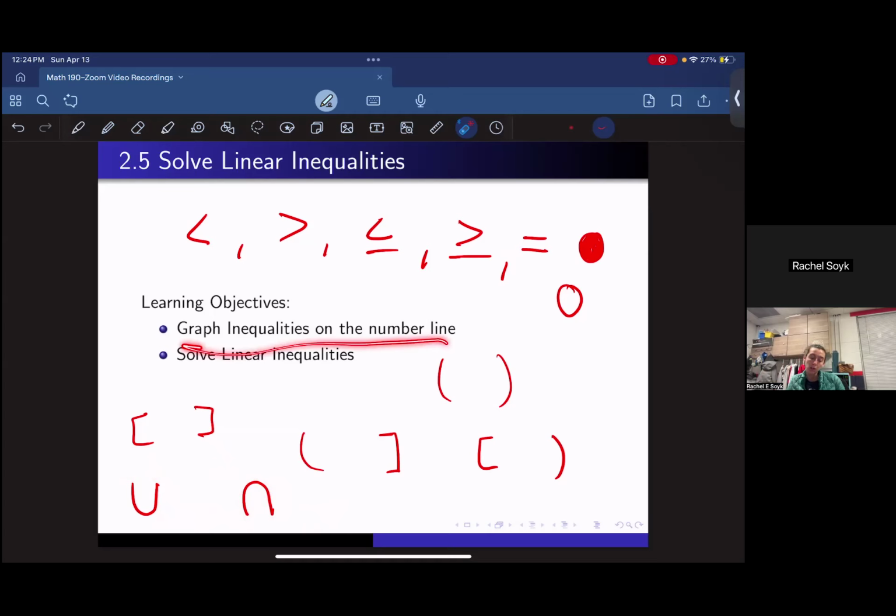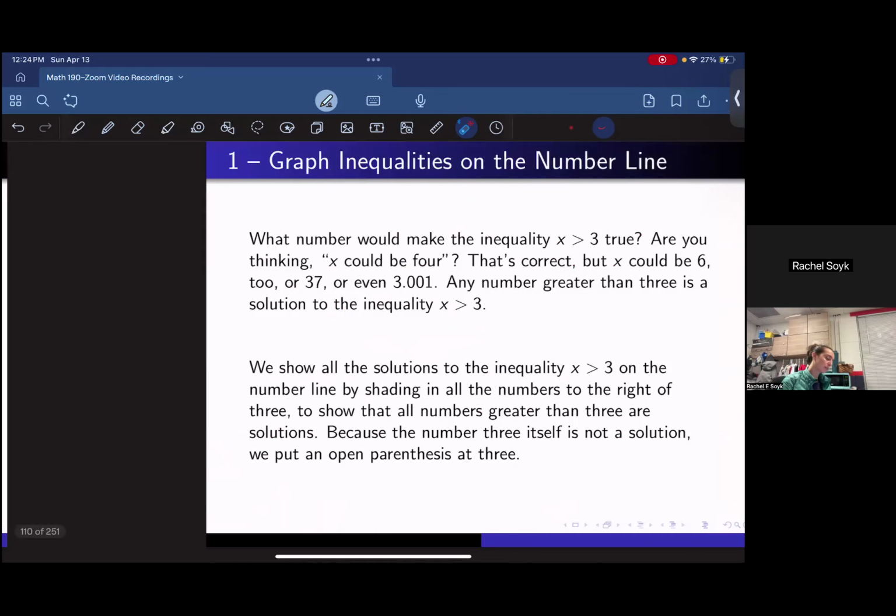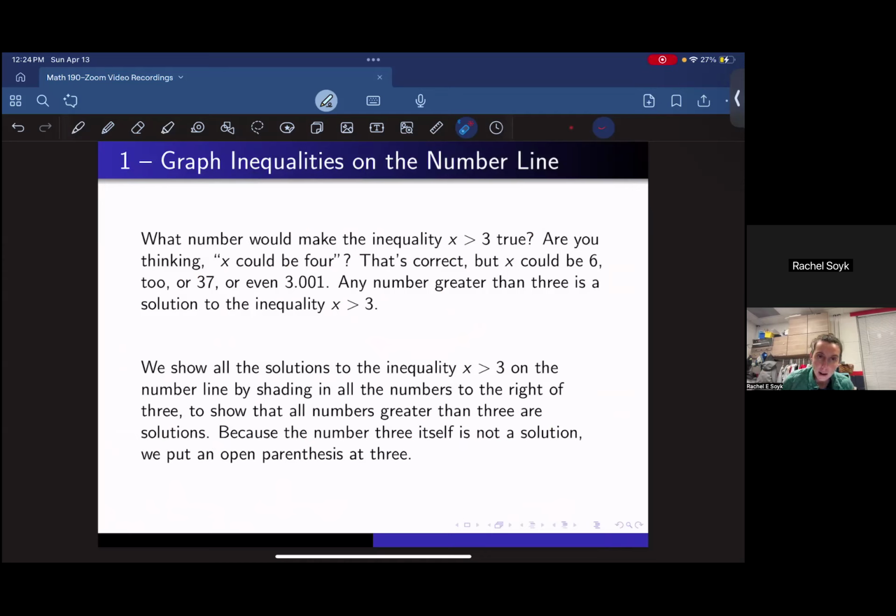Okay. So our learning objectives for this section are being able to graph inequalities on a number line and to be able to solve linear inequalities. So graphing inequalities on the number line, we have two short paragraphs that I'll read for you guys. What number would make the inequality x is greater than 3 true?